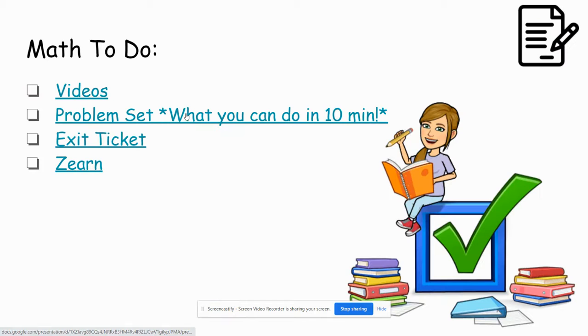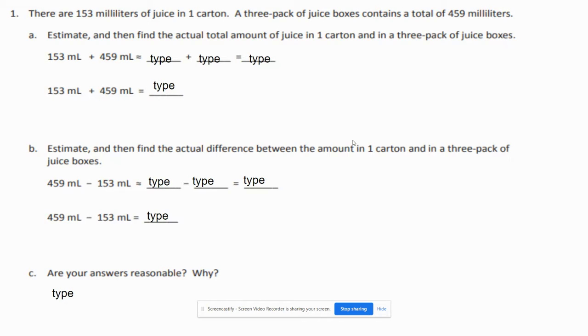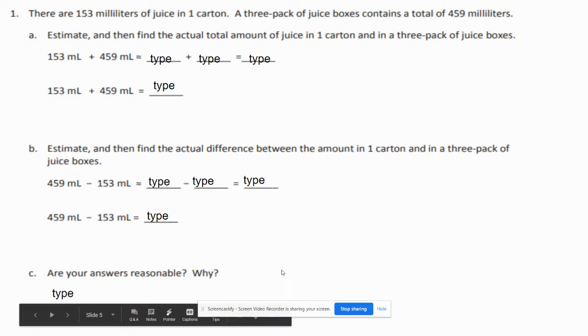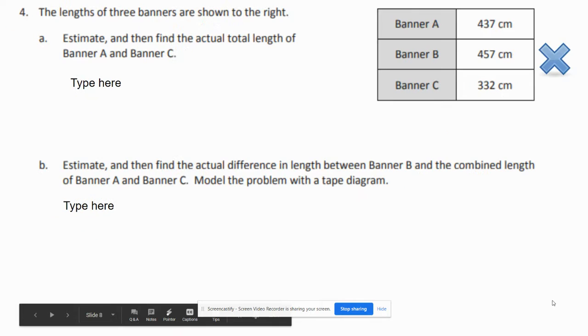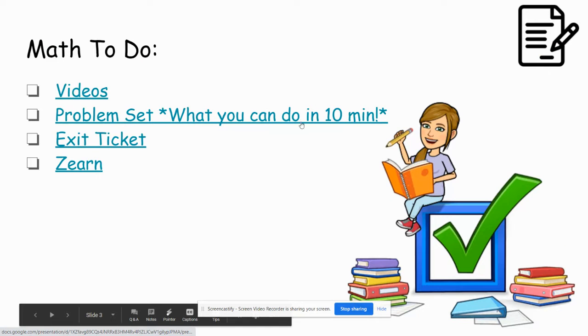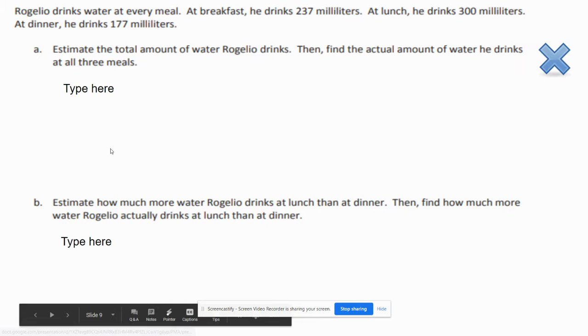All right. Your problem set needs to be as much as you can do in 10 minutes. If you don't finish all of the problems in 10 minutes, that's okay. It just means that we need to practice more on this concept of rounding and solving problems using subtraction. Once you finish those 10 minutes, you can go ahead and press the X and do your exit ticket. It is graded, so I need you to complete these problems.